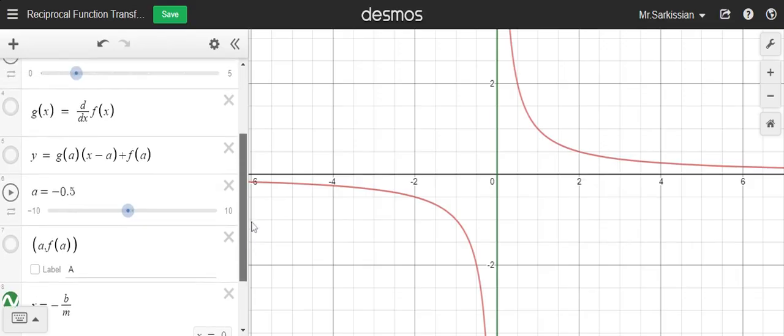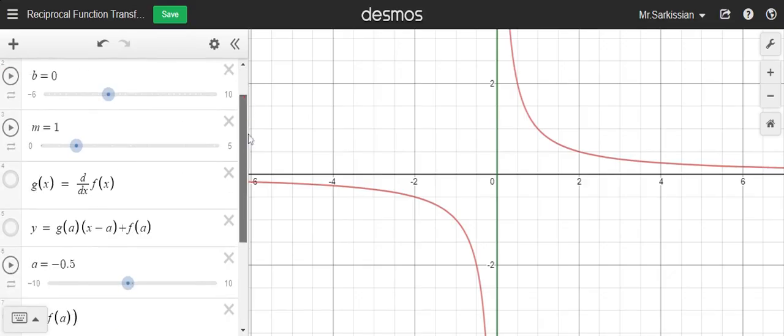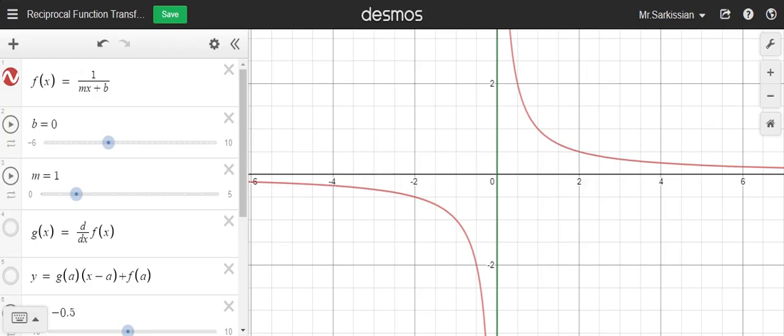The vertical asymptote of a reciprocal linear function has the equation of the form x equals negative b over m. And we have mentioned how we find it by setting the denominator equal to 0 and solving for x. Now here, b is equal to 0, m is equal to 1. So basically we have 1 over x, which is the basic reciprocal function or the parent function. And we're going to see what happens if I change the value of b right now here.